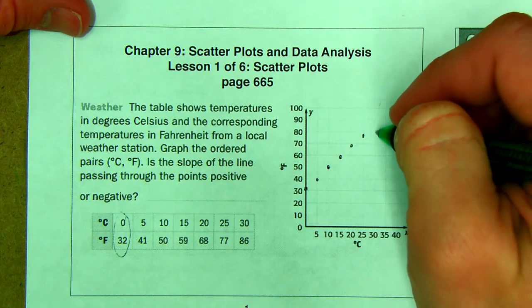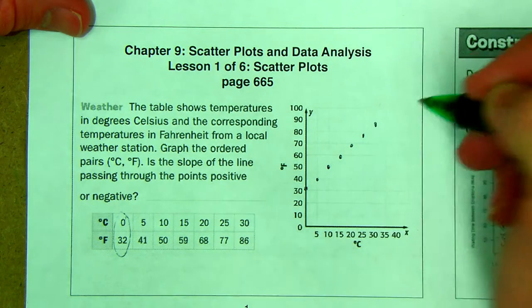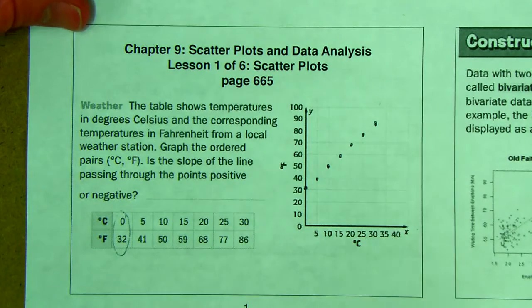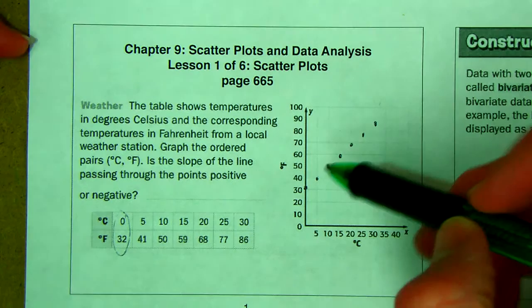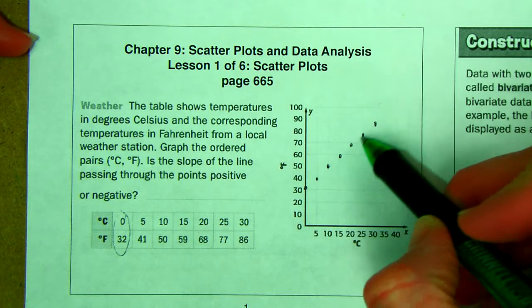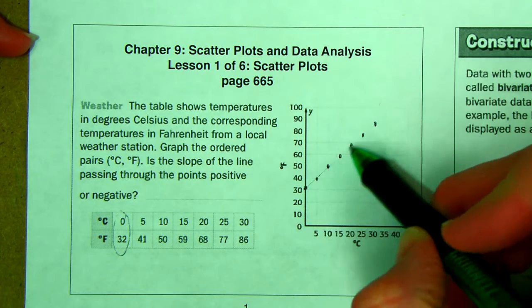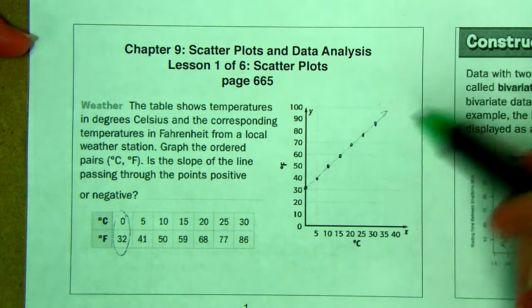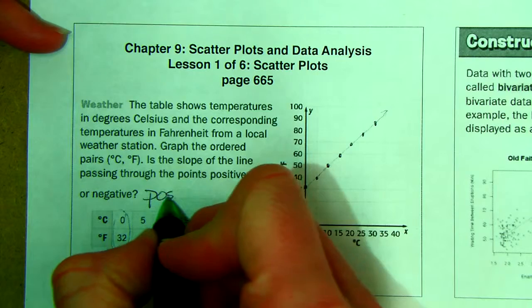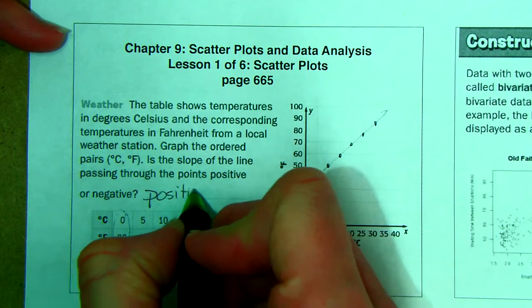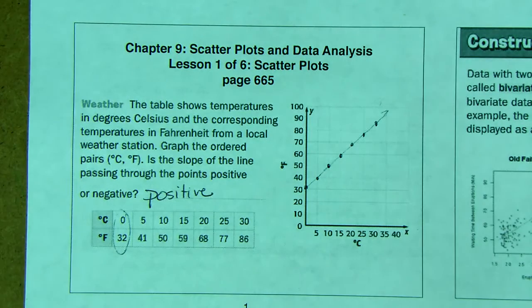Now it says, is the slope of the line passing through the points positive or negative? If we were to draw a line through here, that line definitely goes up and to the right. So that is a positive slope. All right, so when we have that, let's talk about what that means as we slide over to slide number 2. Okay, scatter plots.